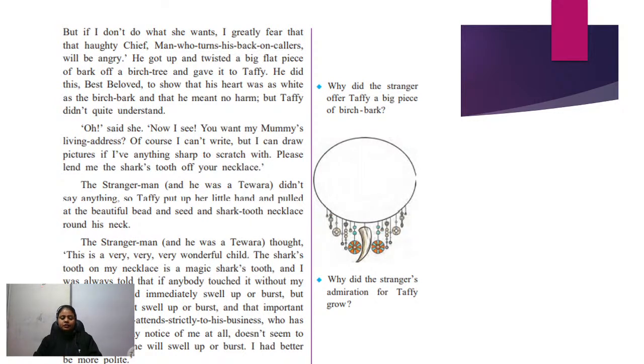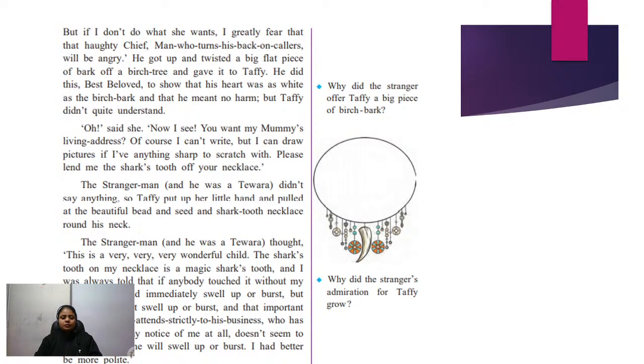But she said that she won't be able to read or write. But yes, if she gets some sharp object, then of course she can just scratch on it and draw some pictures, which will help the Tevara to find the living address of their cave. And hence, Taffy asked for the shark tooth which was in the necklace worn by the Tevara. Taffy just pulled up her little hand and took that shark tooth.